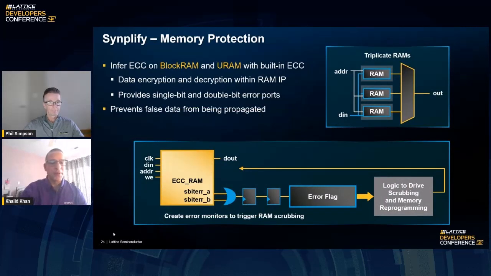Memory protection. Most larger FPGA devices have block RAM primitives with dedicated error correction check ports. Simplify can infer such memories when available on the FPGA device, with single-bit error correction and double-bit error detection features. You can additionally insert error flags to monitor memory block outputs, such that if a double-bit error occurs, you can simply connect the error flag to the logic block for scrubbing and memory reprogramming to fix any memory errors.